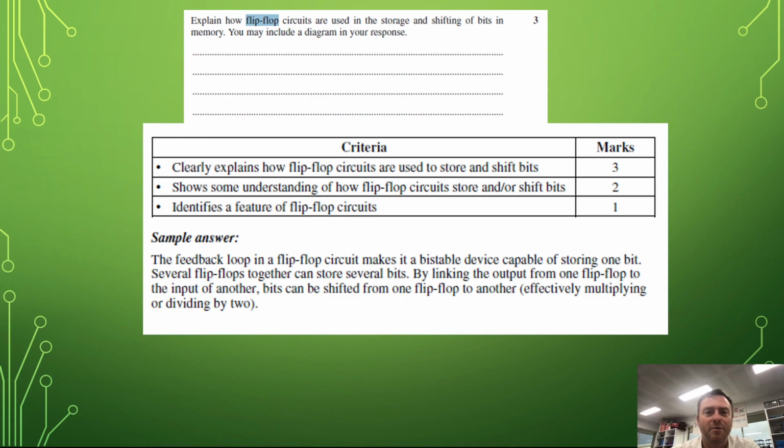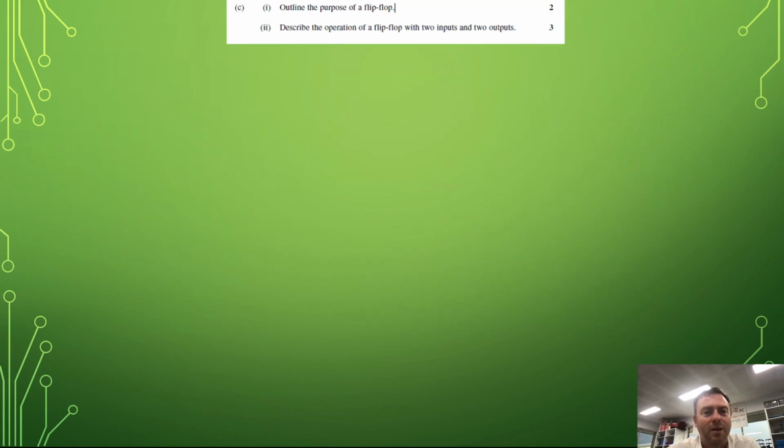So explain that flip-flop circuits are used in storage and shifting of bits, and in memory. You may include a diagram in your response. So then I've got the answer there. The feedback loop in a flip-flop circuit makes it a bistable device capable of storing 1 bit. Several flip-flops put together, like what you should have just seen in the latch design. By linking the output from one flip-flop to another, the bits can be shifted between one another, effectively multiplying or dividing. There's another question, so pause the video and see if you can have a go.